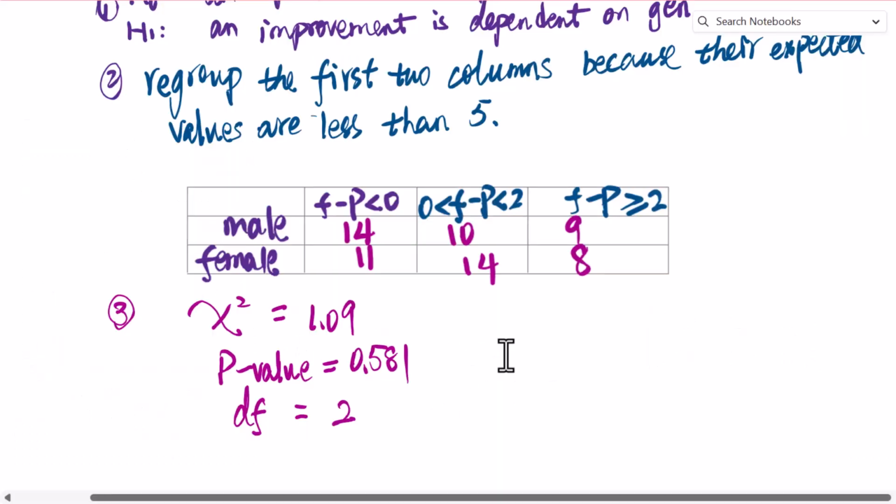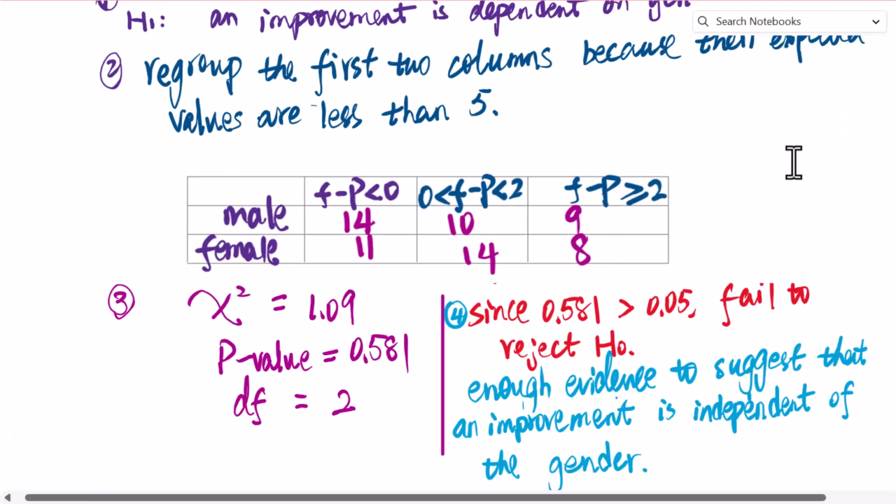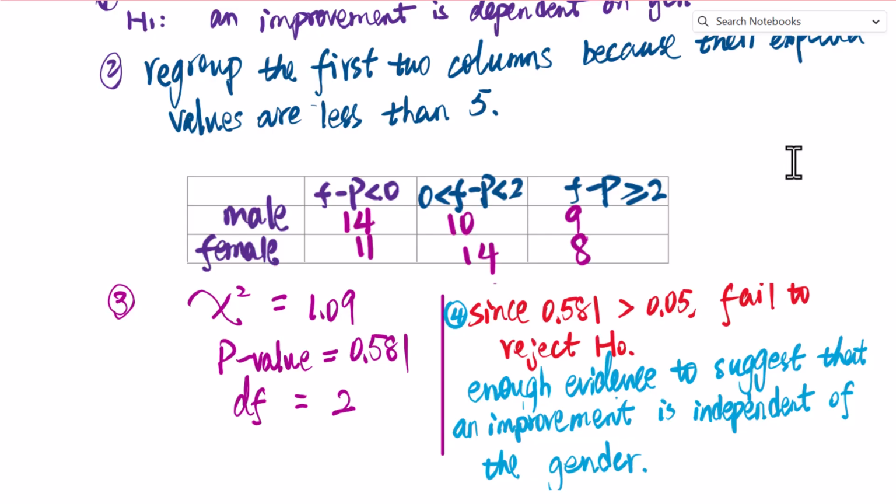Then we can draw the conclusion. Since 0.581 is greater than 0.05, fail to reject H0. There is enough evidence to suggest that an improvement is independent of gender.